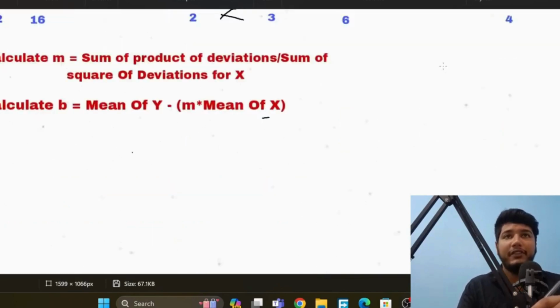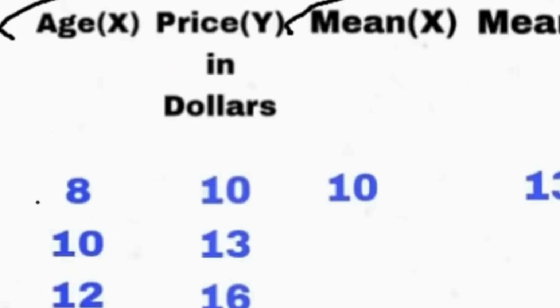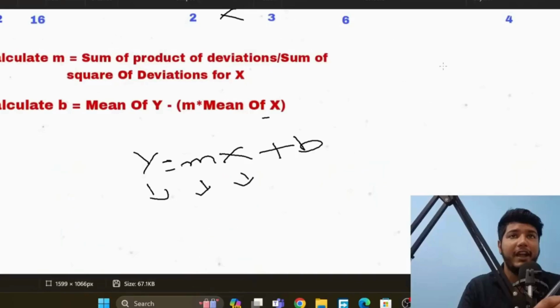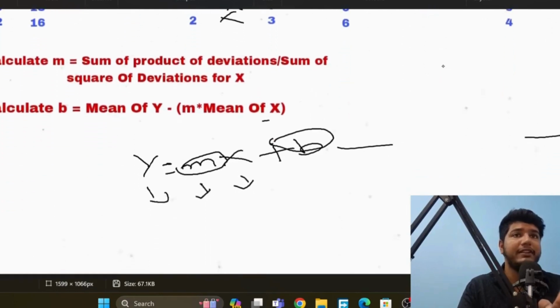So now here is our equation, y is equal to m x plus b. Here we already have our y, and we already have x, and we have to calculate m and b. So here you can see that y and x are there. Okay, y is here, our x is here. Now we will calculate m and b.